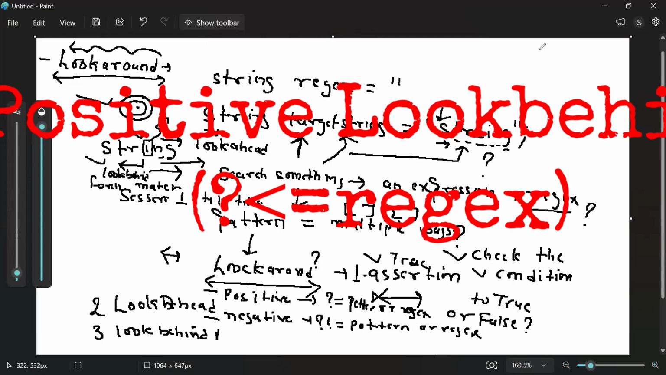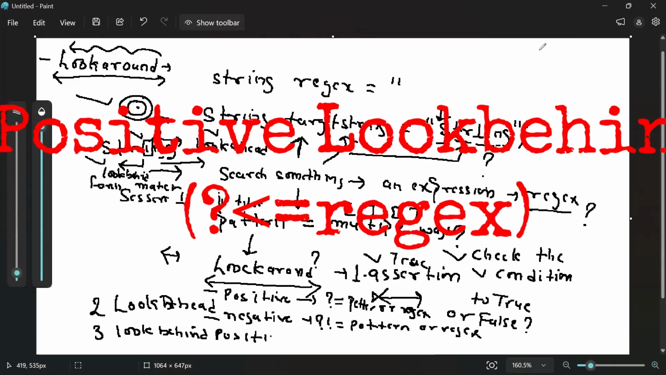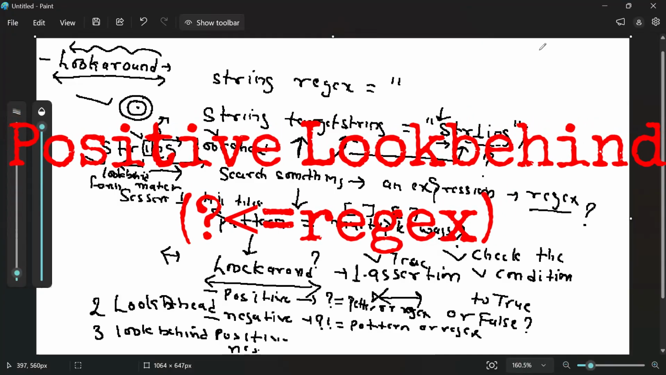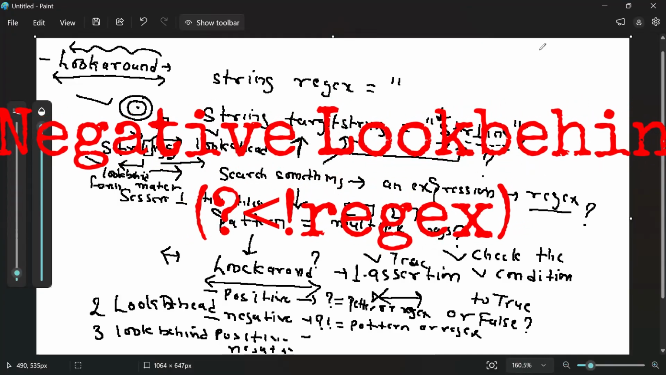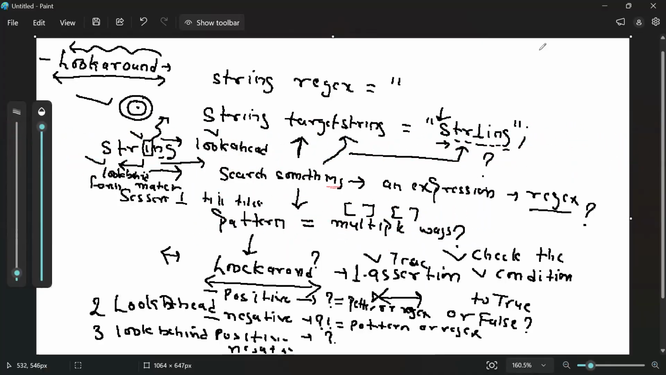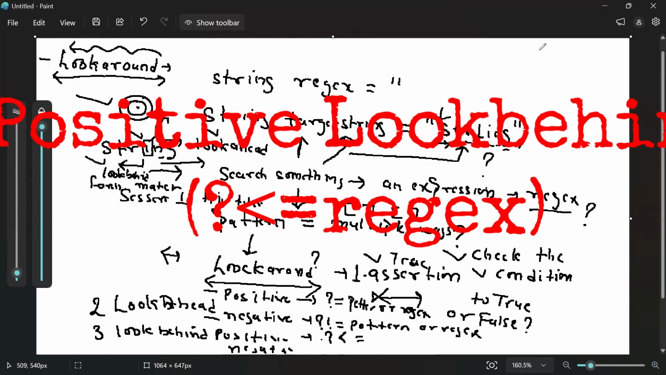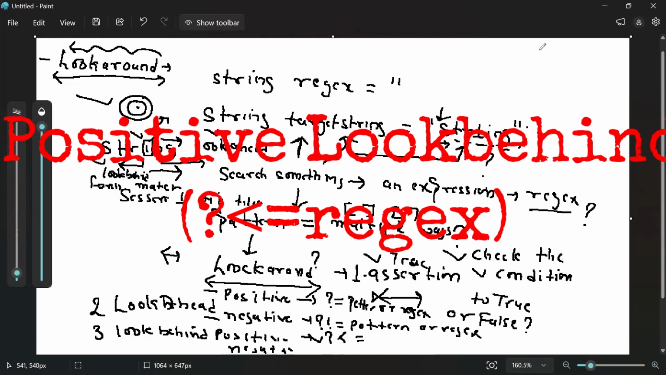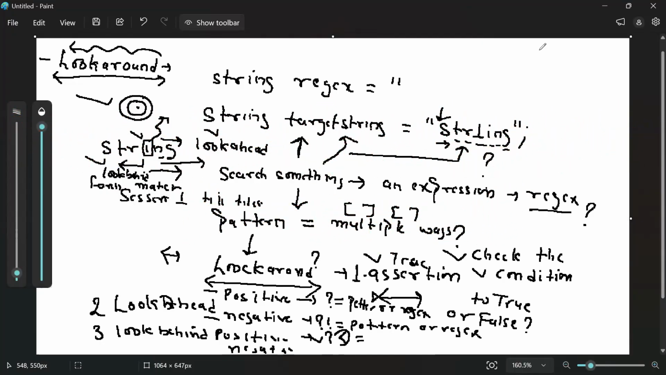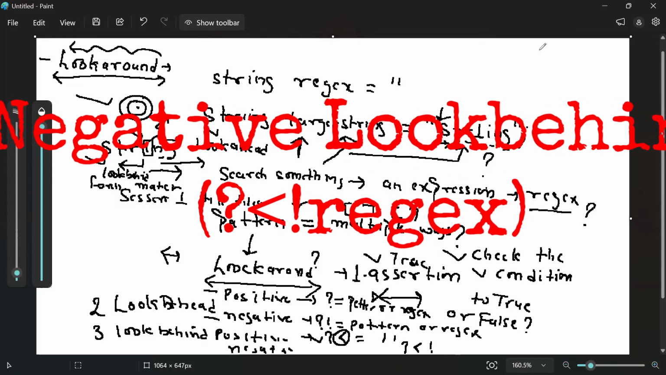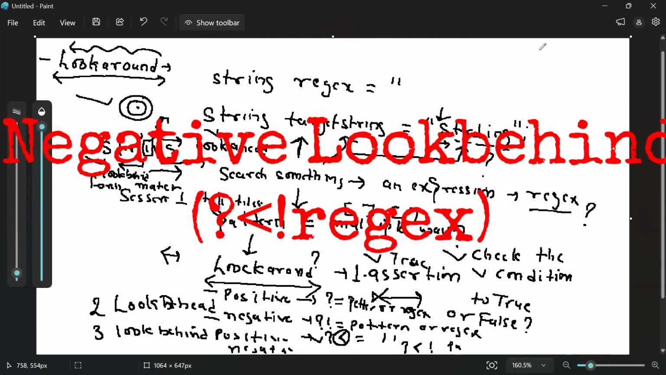Similarly, for look behind we have positive look behind and negative look behind. Positive look behind again we have question mark, less than, equals to. Look ahead is depicted by a question mark, look behind by the less than sign, and less than with equals to means positive, followed by the pattern or condition. And negative we have question mark and then the pattern.